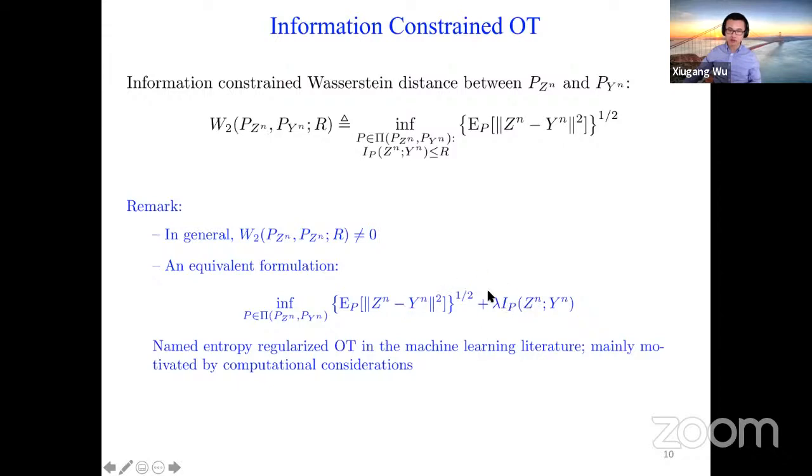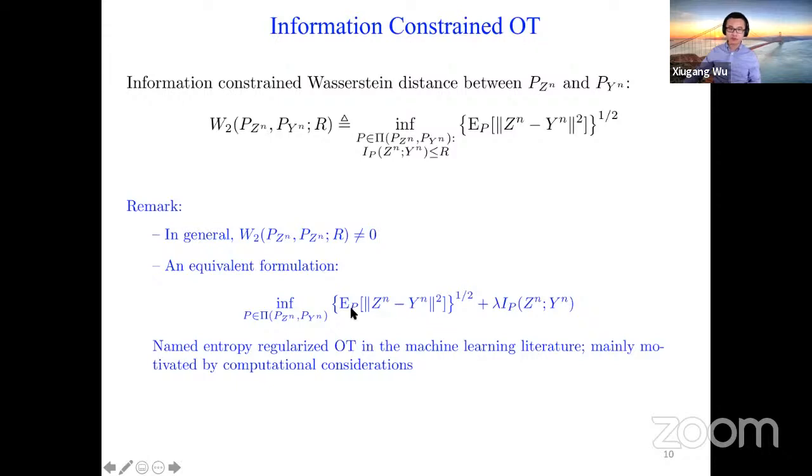So this is the equivalent formulation, and it turns out that different lambda will correspond to different capital R here. Okay, so why do I want to mention this? I want to mention this because, very interestingly, after we introduced this framework and studied different properties, such as information transportation inequalities that upper bound this quantity, after we almost finished this work, we realized that this equivalent formulation has received extensive attention in the machine learning community in the past few years.